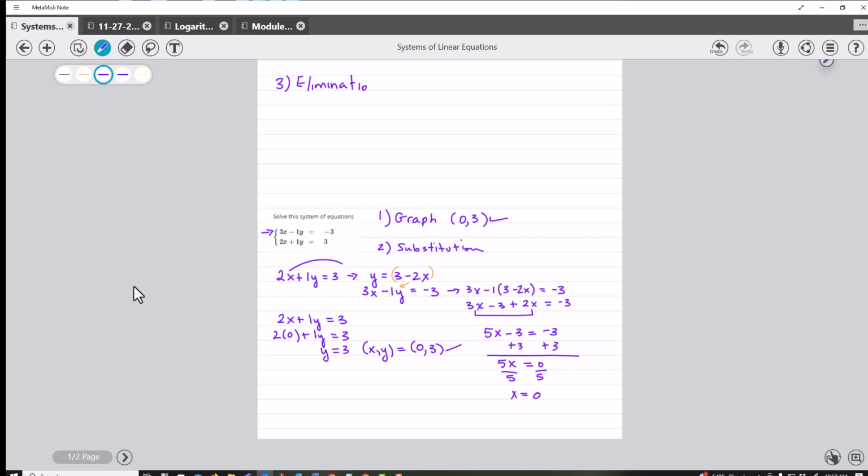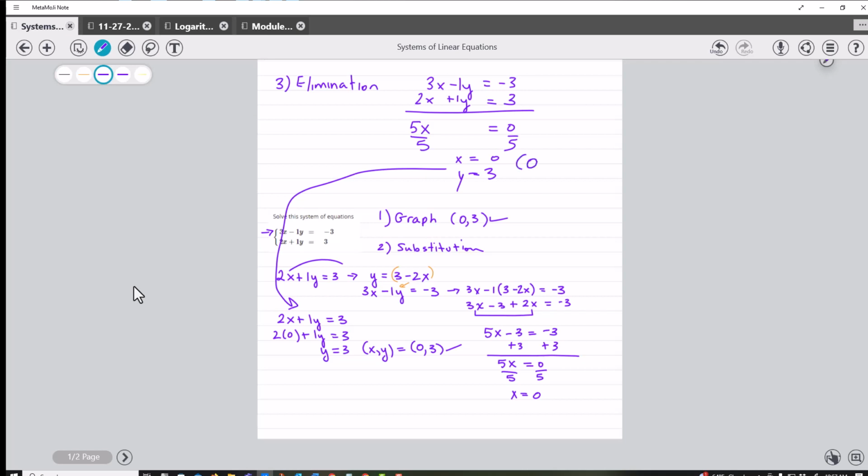Elimination. And so I'm going to write these on top of each other. Now, sometimes they're not this easy and you have to multiply every term by a particular value. And I'll show that in a later video. But notice if I add these together, I get 5x. Notice what happens. The y's cancel out. And I get my answer this quickly of 0. And then I can do the same thing that I did down here and get my y value to get my answer.